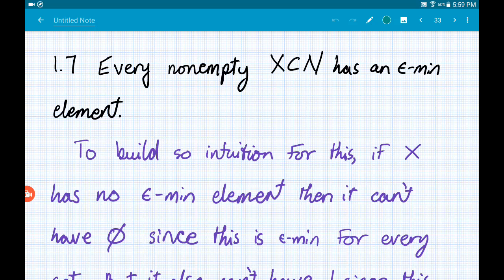Okay, exercise 1.7: every non-empty X a subset of N has an ∈-min element. Now, this is the first one where I think things get really hard. This one stumped me for a long time.